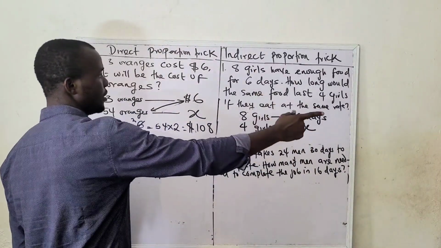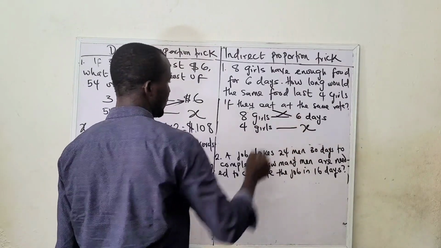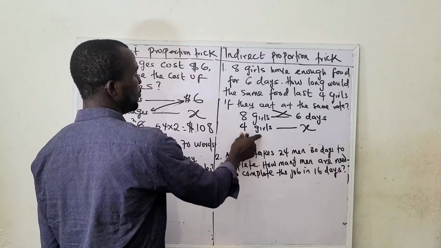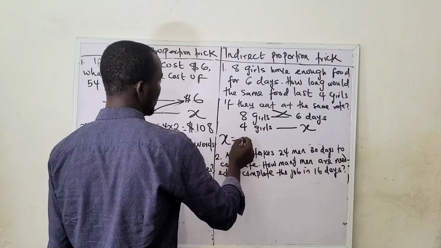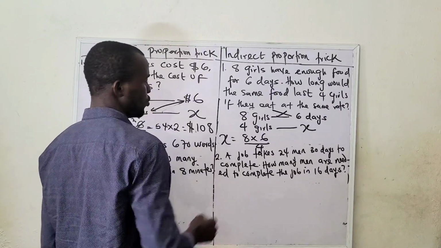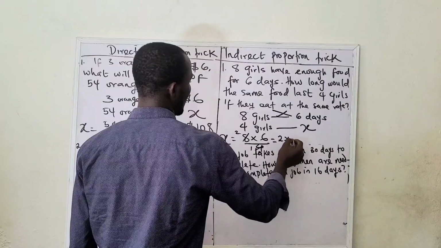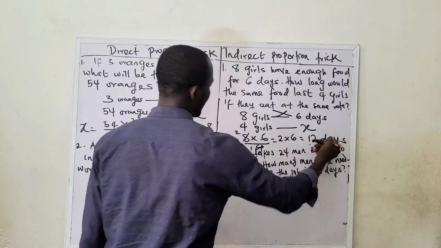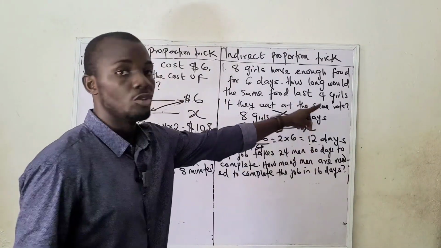Now, this is an indirect proportion. So the numbers that are on a straight line are multiplied, and the answer you get, you divide by the one beneath. So here you have your X to be 8 times 6 divided by 4. 4 into 4 is 1, 4 into 8 is 2. So this is going to be 2 times 6, and that is 12 days. You can see the indirect proportion is playing out: more days for fewer girls.